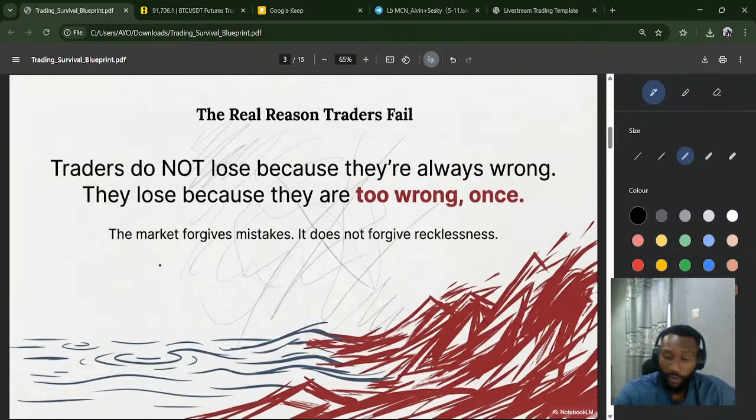I'm going to give you guys one sentence today. Your job as a trader is not to make money, but to survive. I'll say this a lot of times today so that it gets stuck in your brains. Your job as a trader is not to make money, but to survive. You can be wrong 10 times.